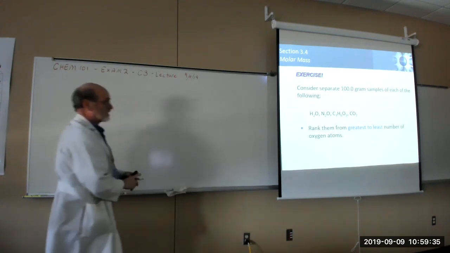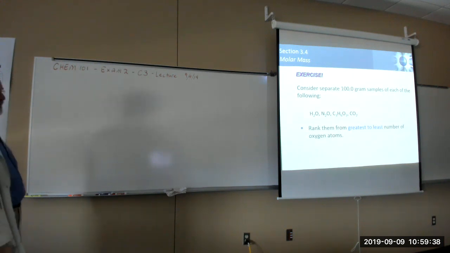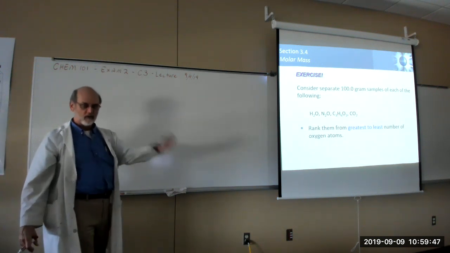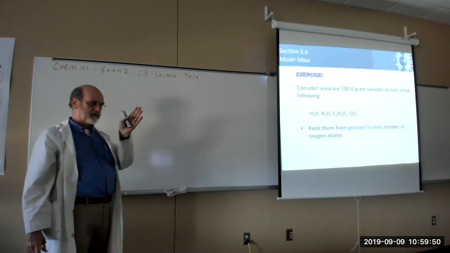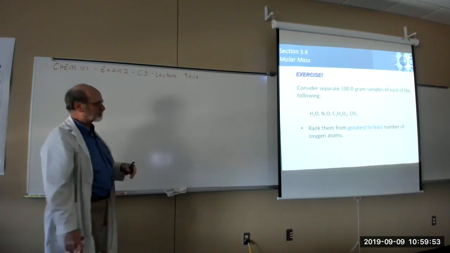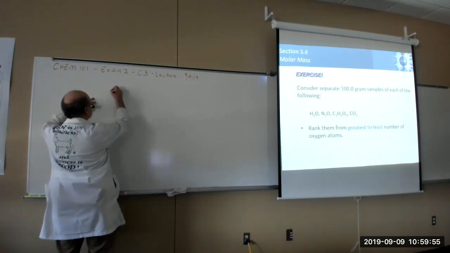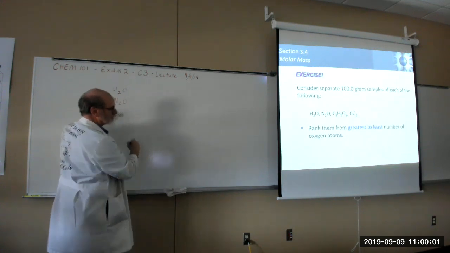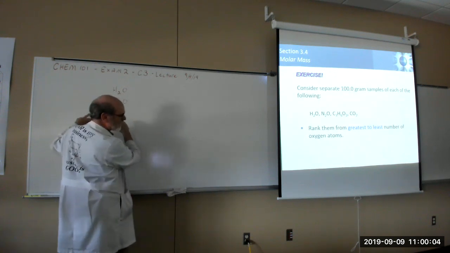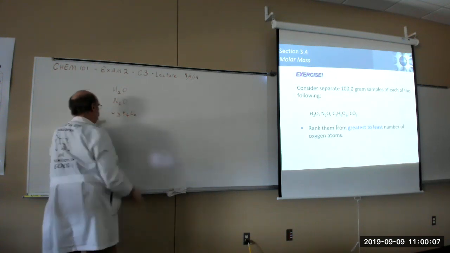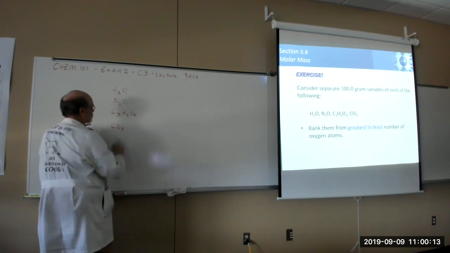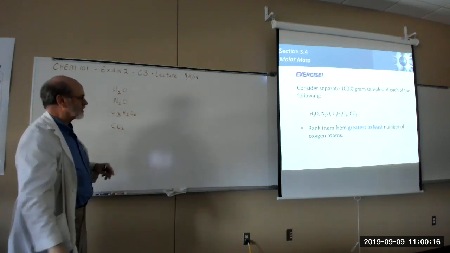So let's make things even worse. You've got 100-gram samples of each one of these. Here's where I invoke Henry Ford. Set up an assembly line so you can do the same thing over and over again. Once you've got the process down, you just repeat the process for each one. So water, nitrous oxide, or dinitrogen monoxide, C3H6O2, that's probably propionic acid, and then carbon dioxide. You've got a 100-gram sample of each.